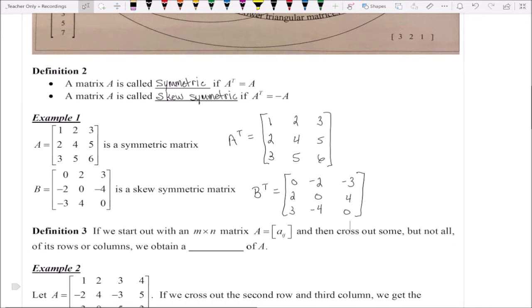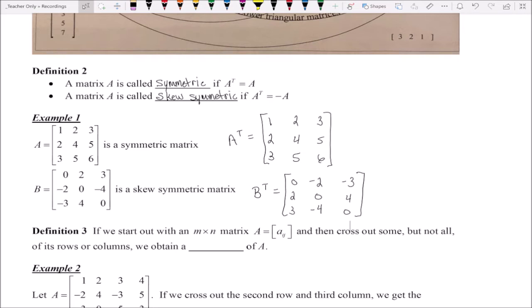Second row is 2, 0, 4 in B, and negative 2, 0, negative 4 in B transpose. Again, they are negatives. Third row, 3, negative 4, 0 over at B transpose, and negative 3, 4, 0 in B. Again, they are negatives. So B transpose is the negative of B. Hence, it is skew symmetric.